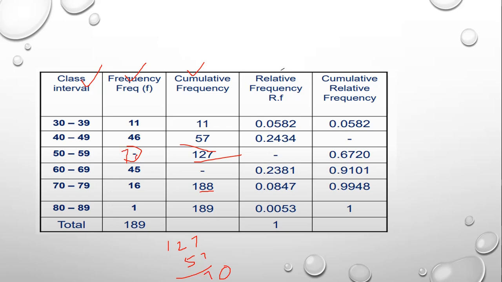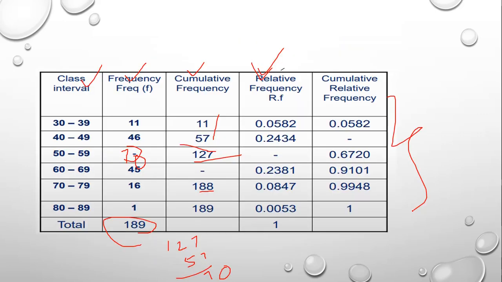Here you get 70. Some values are missing, and you can find them your own way also. This is the way of frequency distribution. To get relative frequency, divide the frequency value by the total frequency. For cumulative relative frequency, you can divide 11 by 189. You can complete this table also, an easy way to understand.